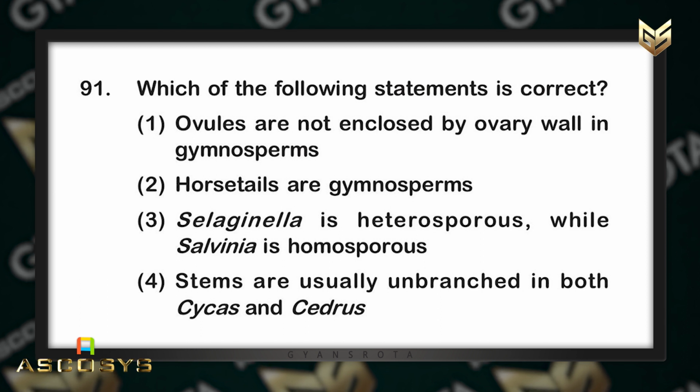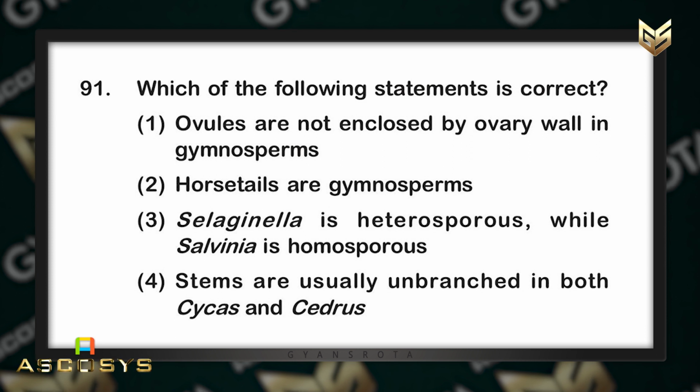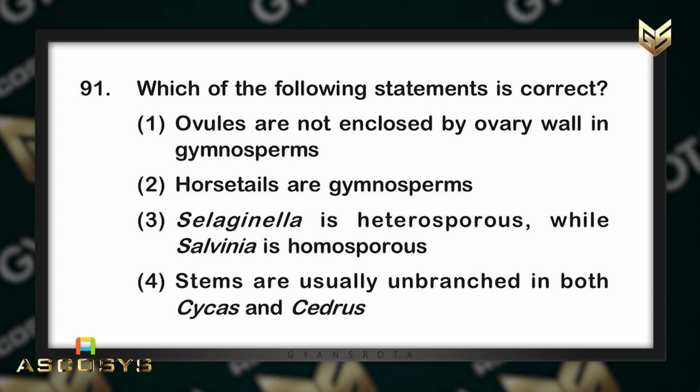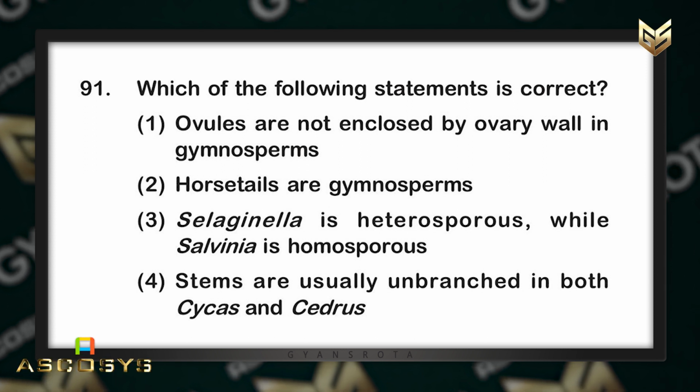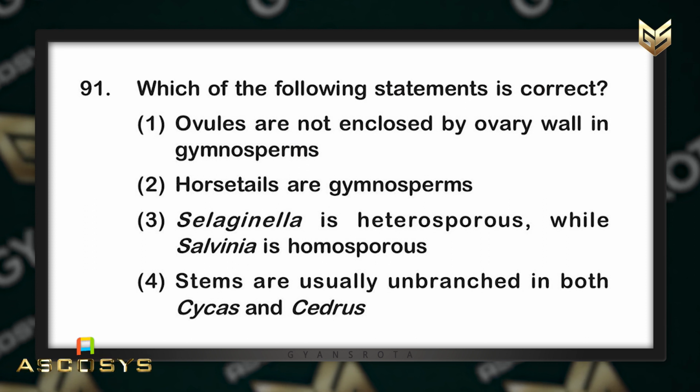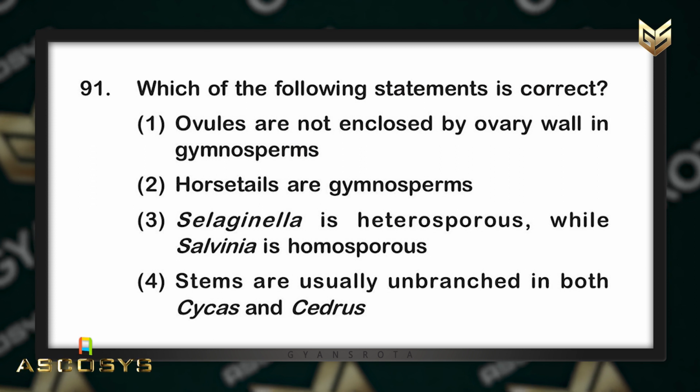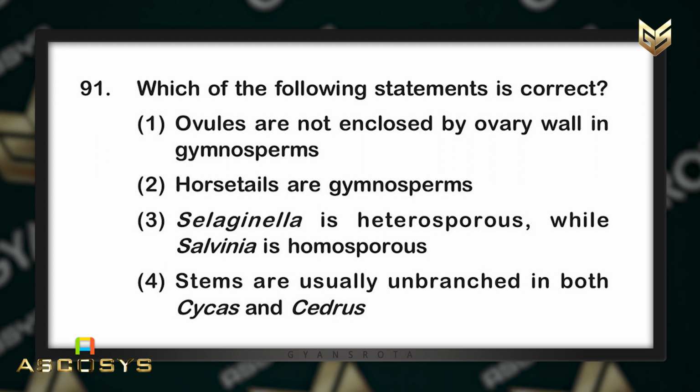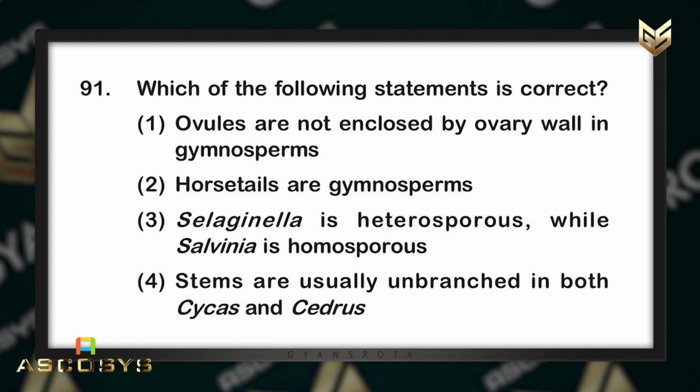There are four options. First is, ovules are not enclosed by ovary wall in the gymnosperm. Option number 2 is, horsetails are gymnosperm. Option number 3 is, Selaginella is heterosporous while Salvinia is homosporous. Option number 4 is, stems are usually unbranched in both Cycas and Cedrus. So, this is from the chapter Plant Kingdom, and there we have discussed all these statements. So, which among them is the correct statement?